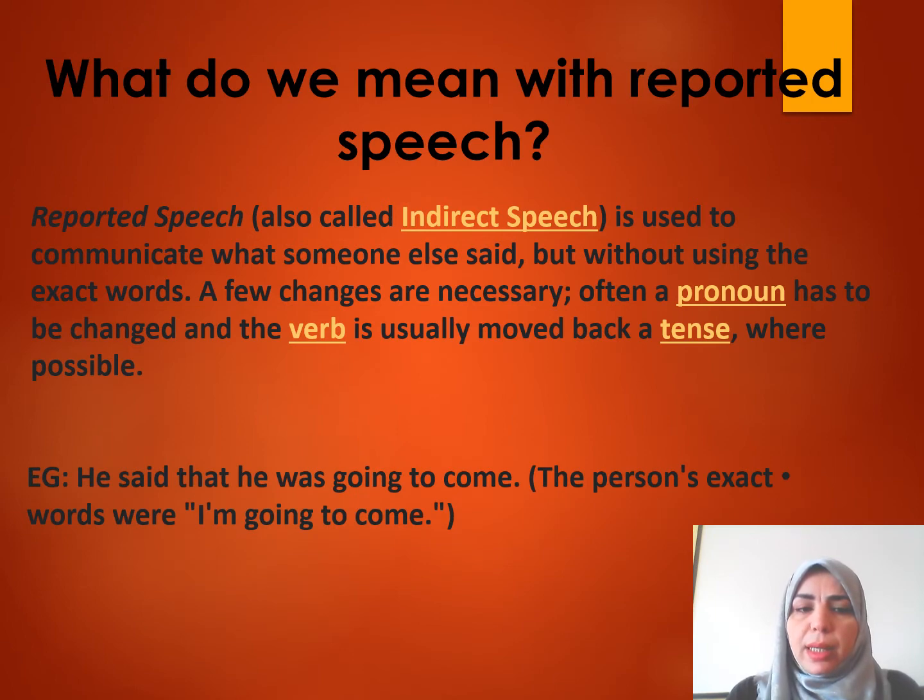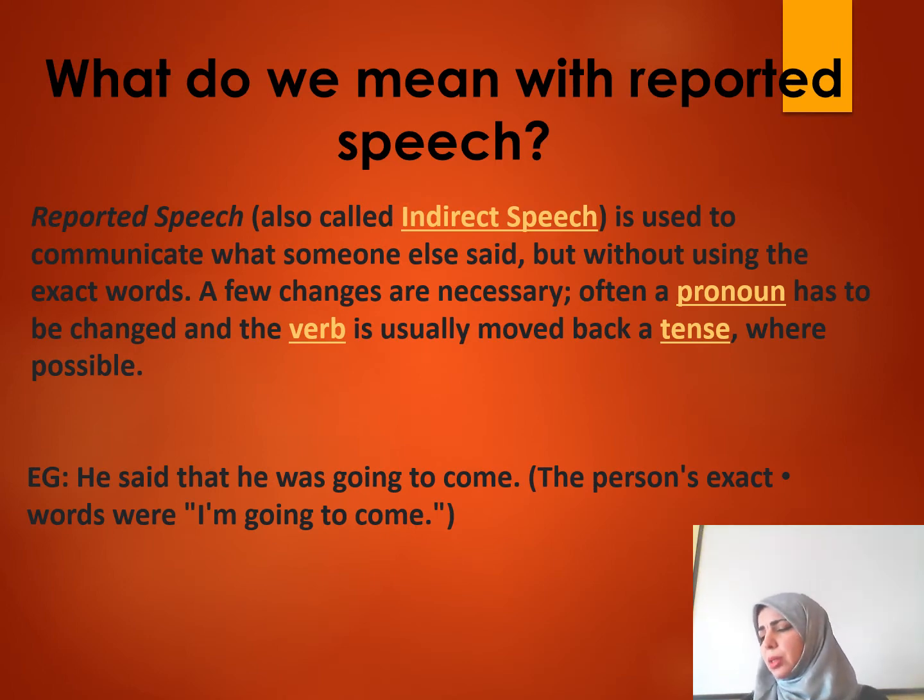For example, he said that he was going to come. The person's exact words were "I'm going to come." Now, reported speech is what someone else said. In this example, a person said "I'm going to come," and another person reported it: he said that he was going to come. I changed the verb from present to past.